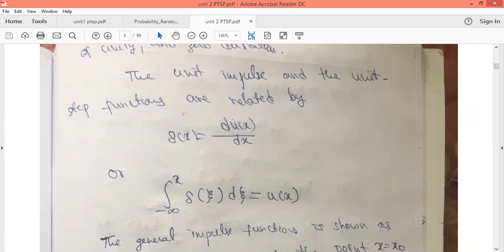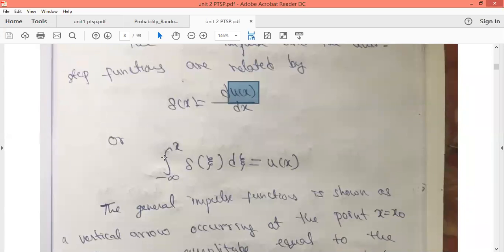Del of x is equal to the derivative of u of x. What is del of x? Del of x is nothing but the impulse function. What is u of x here? u of x is nothing but the step function. So del of x is equal to du of x by dx.